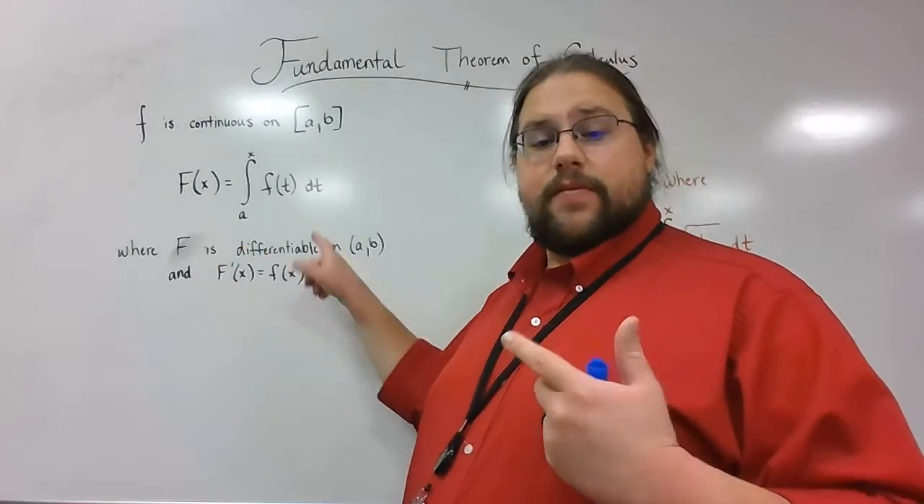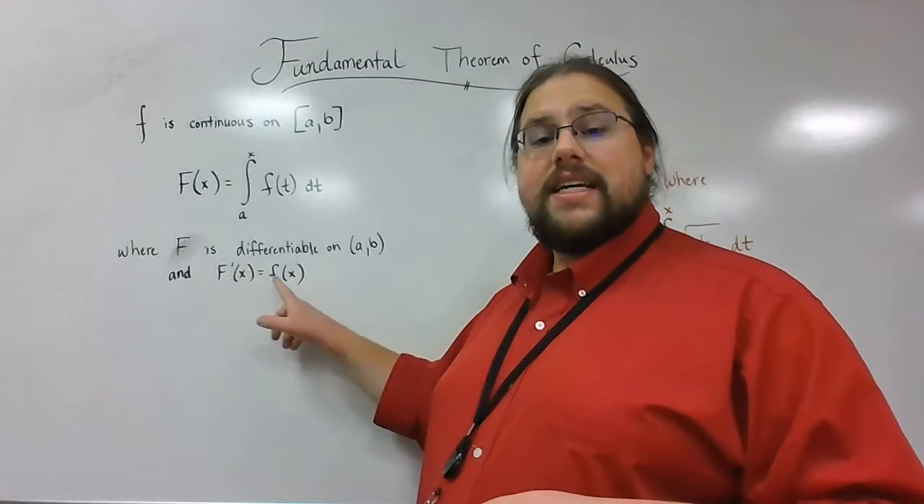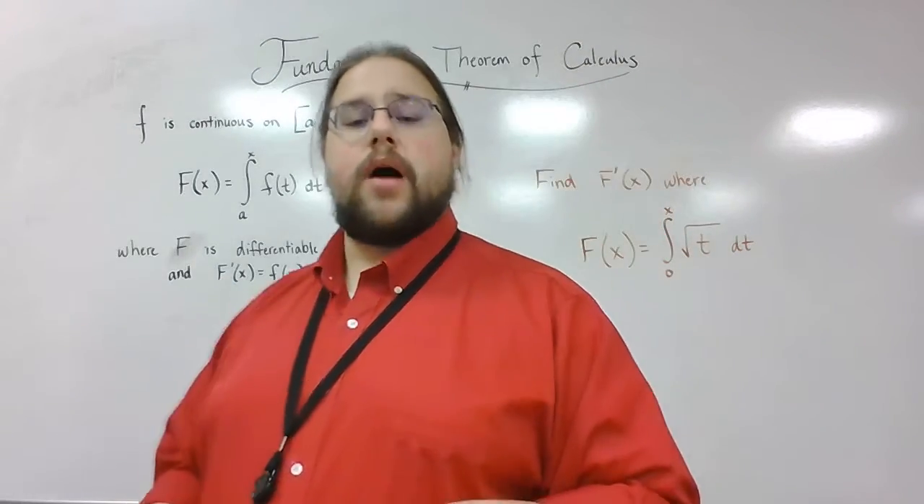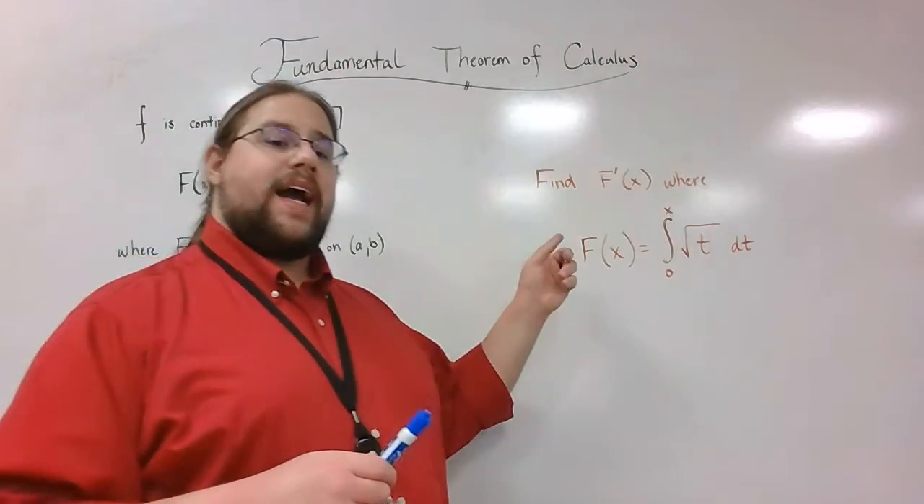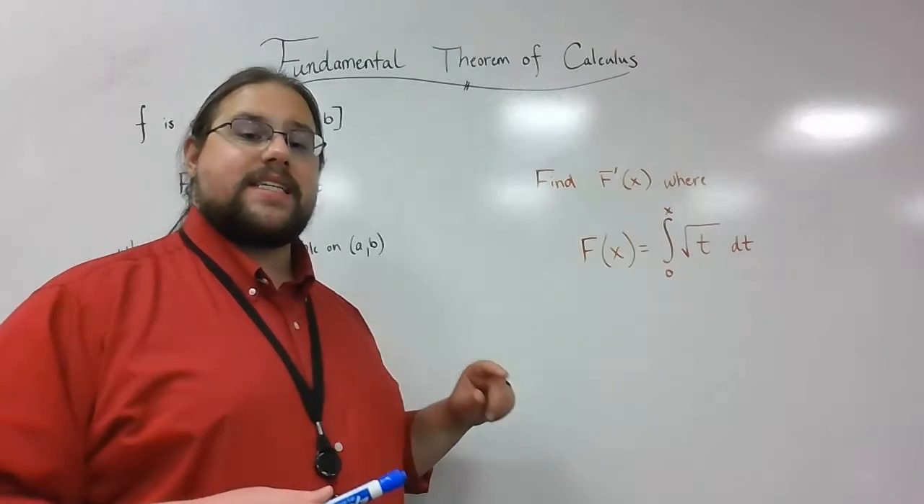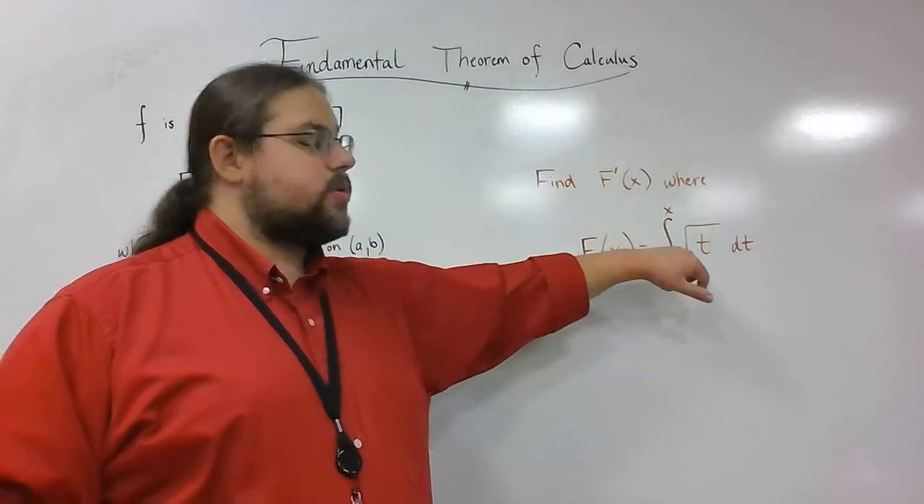Notice big F is going to be differentiable on the open interval a b, and the derivative of big F of x is equal to little f of x. That's going to come in handy when I go ahead and try to do this problem over my shoulder. So find the derivative of big F of x, where big F of x is defined as the definite integral from 0 to x of the square root of t dt.